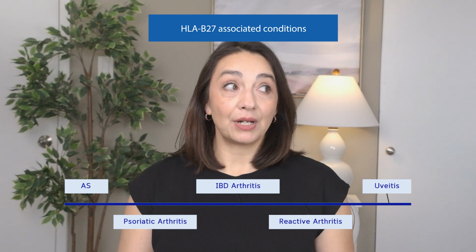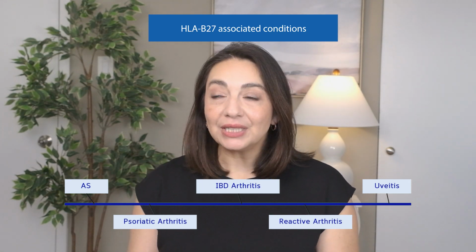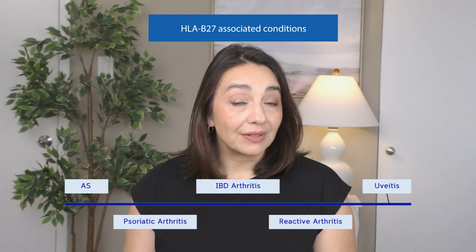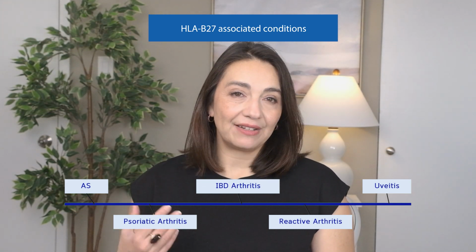Conditions that lie along the spectrum include AS, but also psoriatic arthritis, inflammatory bowel disease associated arthritis, which is really just arthritis that we can see in those who have Crohn's or ulcerative colitis, also reactive arthritis, or even uveitis, which is eye inflammation. We used to think of these conditions as being completely separate entities, but we now understand that they share some common biology and actually live along the spectrum, with many sharing similar symptoms. And sacroiliitis is one of those shared symptoms.